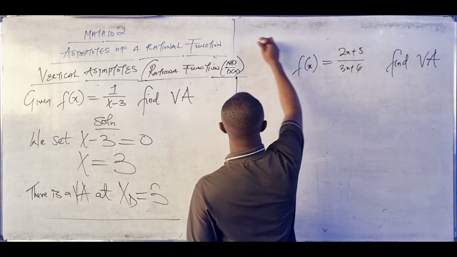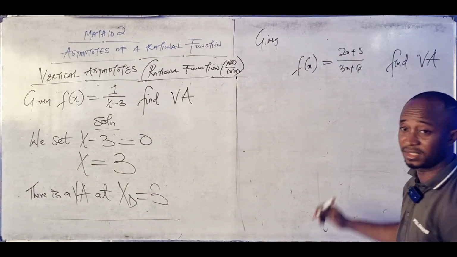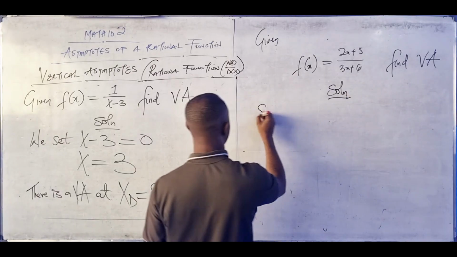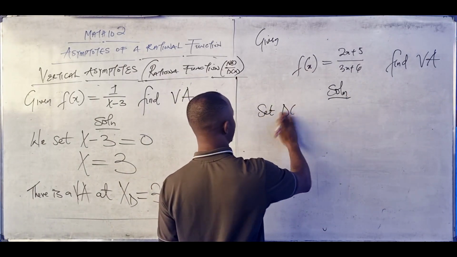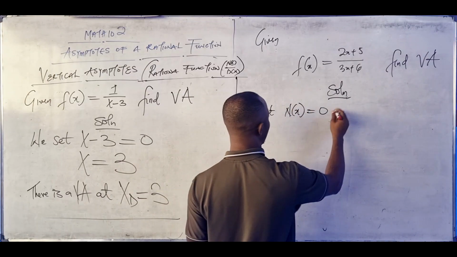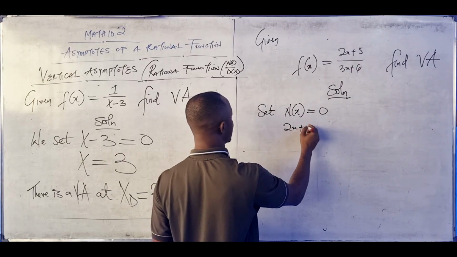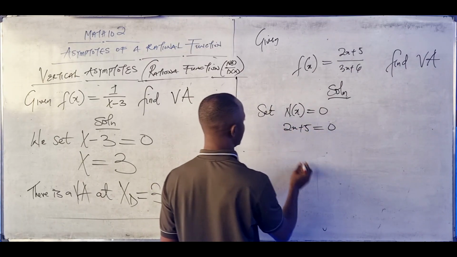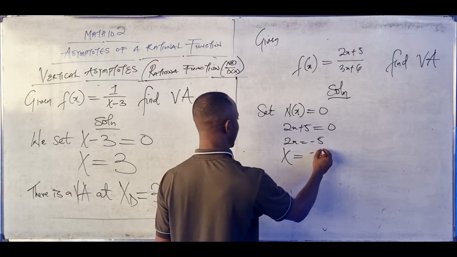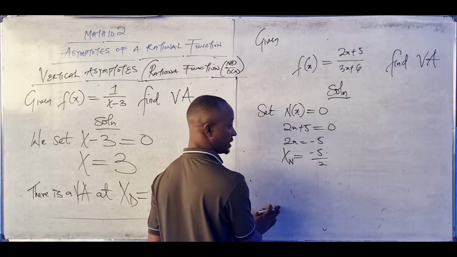Here we are given equation 2. We are given f of x equals this, right? How do we solve this? What is the first step? We set the numerator N(x) equals 0 to find x_N. So we have 2x plus 5 equals 0. That means 2x equals minus 5. What's my x here? Minus 5 over 2. This is x_N. Do you get the concept here?